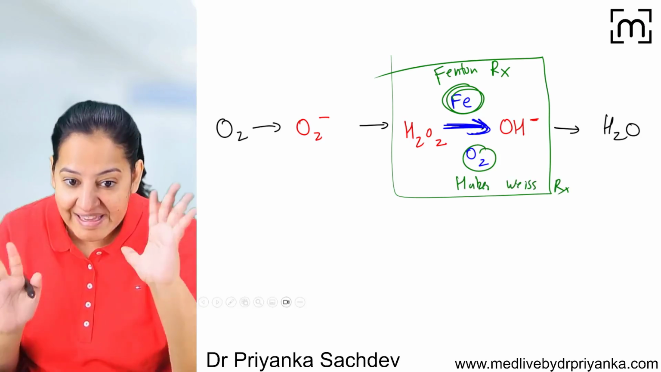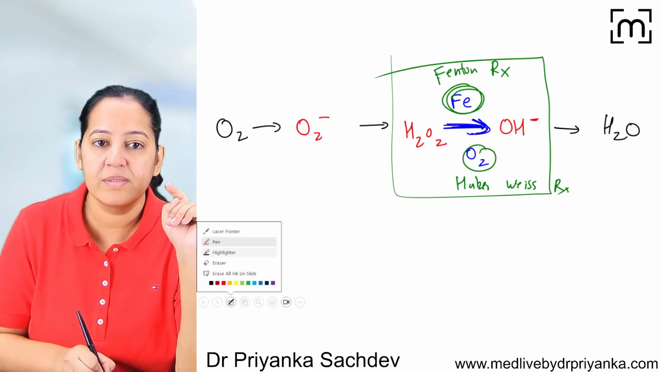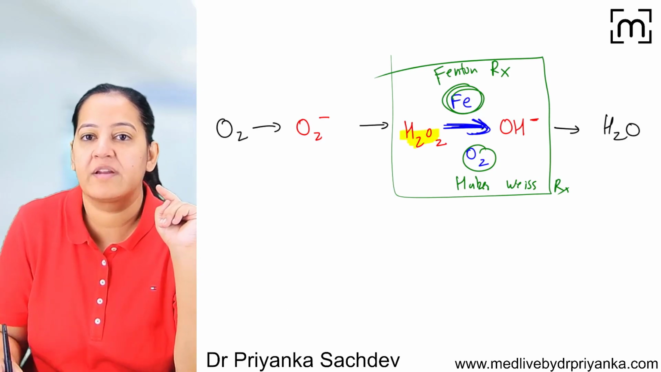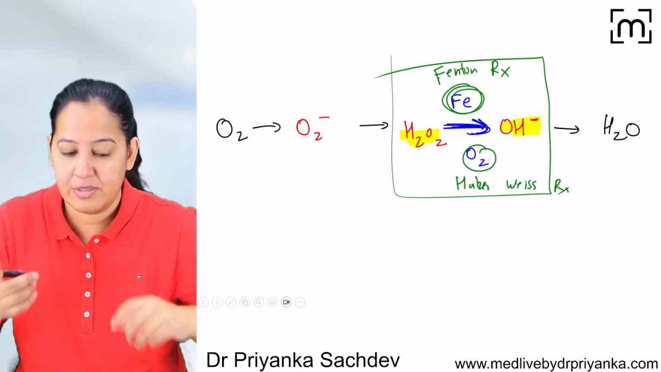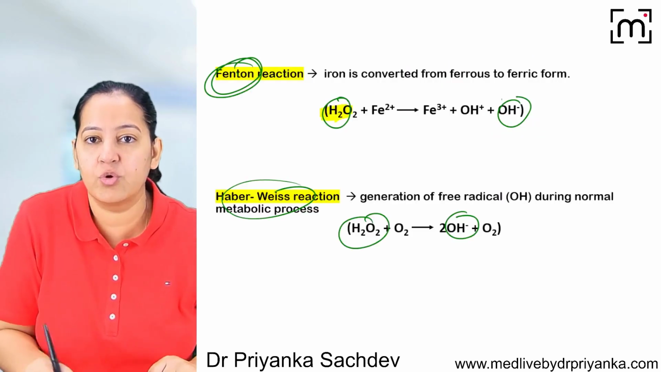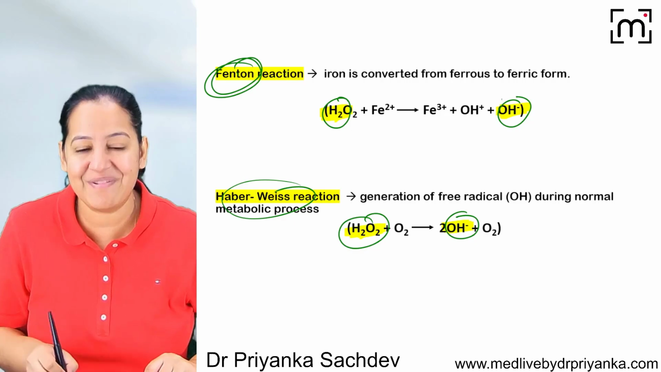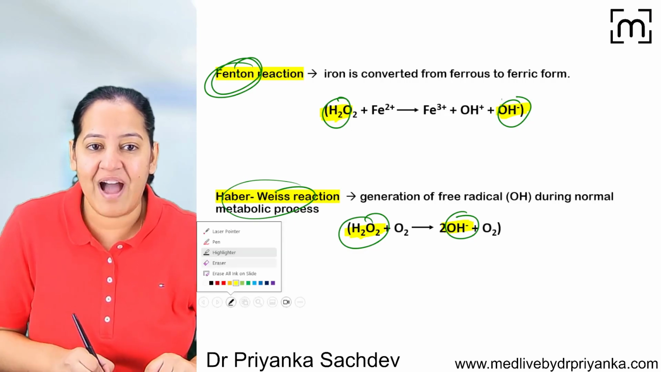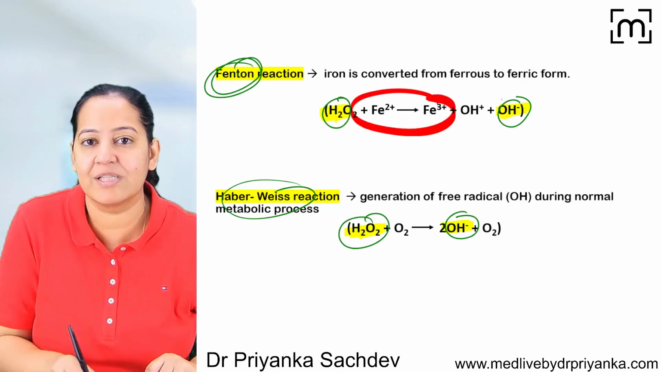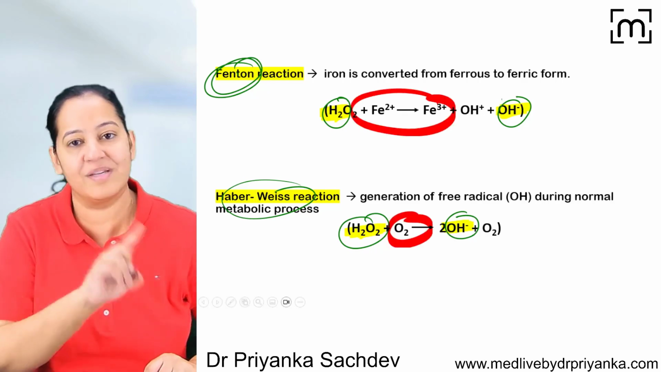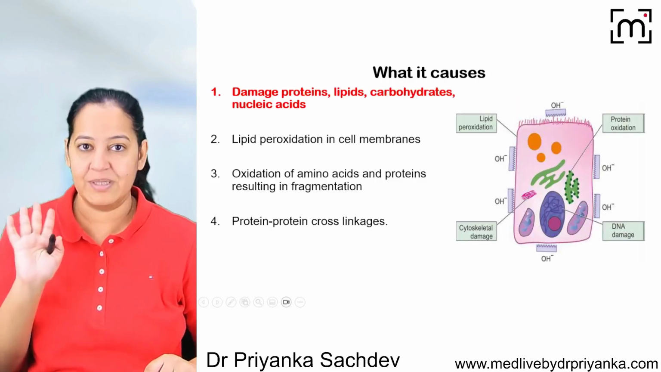In both of them, the thing is same. What is the thing? H2O2 gets converted to OH negative. But in presence of what? You can see here also H2O2 gets converted to OH negative, here also H2O2 gets converted to OH negative. But is it in presence of iron? If it is in presence of iron, it is known as Fenton's reaction. If it is in presence of oxygen, it is known as Haber-Weiss. So that is the thing you must understand.